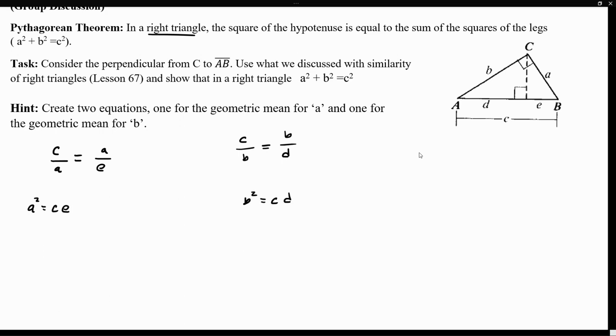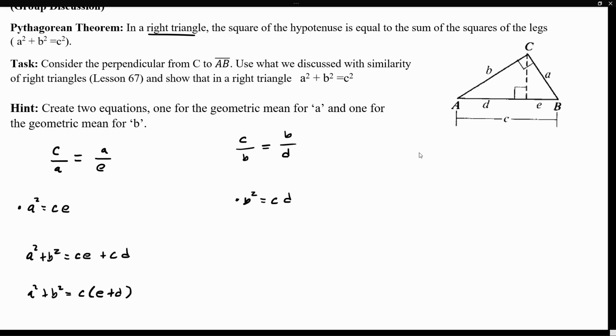If these two statements are true, then A squared plus B squared is equal to CE plus CD. Because A squared is CE, and B squared is CD, so A squared plus B squared equals CE plus CD. Now notice that in this form, we have two terms on the right hand side. They both have a C in common, so we can definitely factor that out.